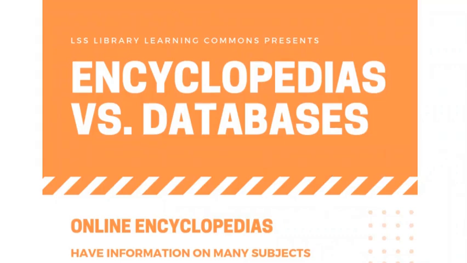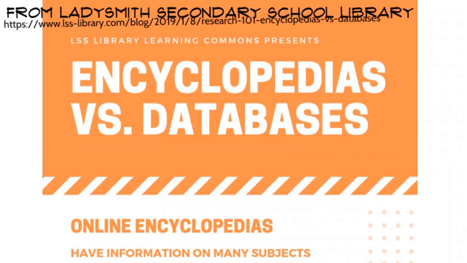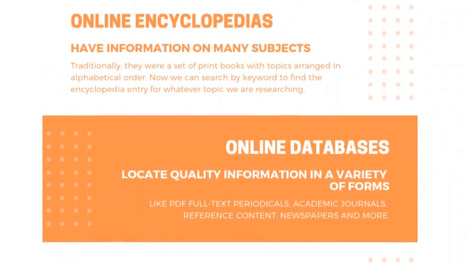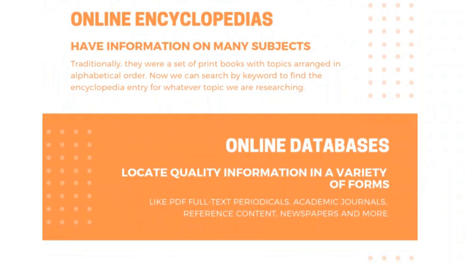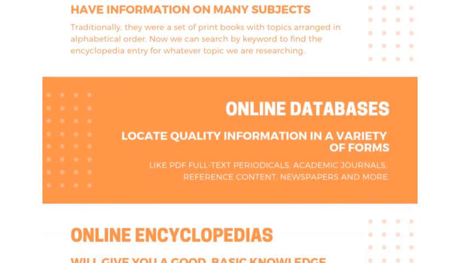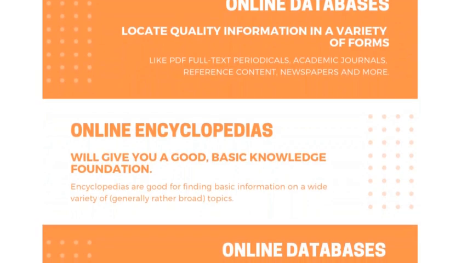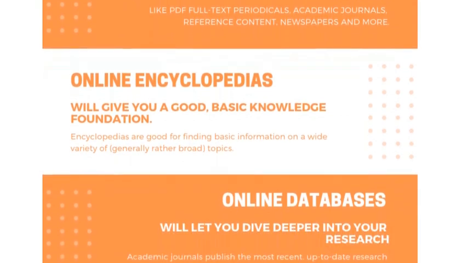Today, we're going to learn how to use a database called Gale that the Durham District School Board provides for its students and staff. But before we get there, let's talk a minute about encyclopedias versus databases. There are many online encyclopedias, such as Britannica, and they're wonderful sources of curated information. But all the articles are written by people who work for that encyclopedia. Traditionally, they are quality information, but they don't go very deep. They give you a skimming of information on a lot of different topics.